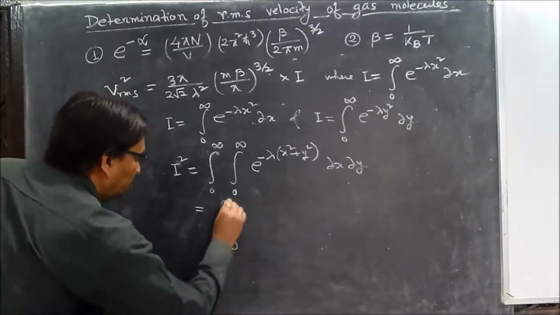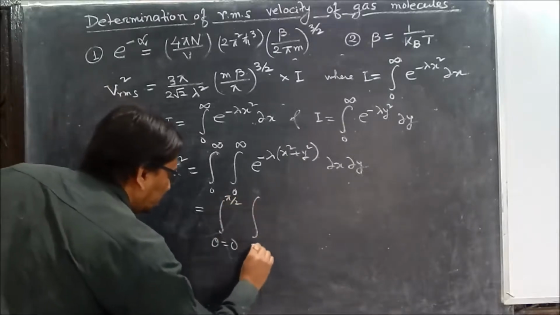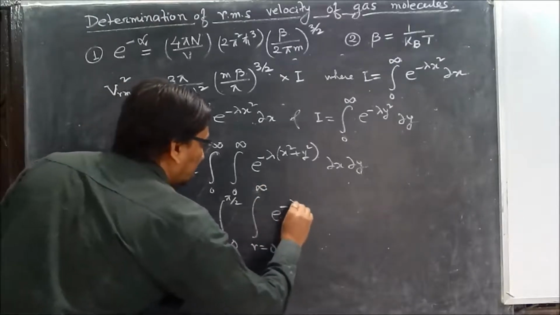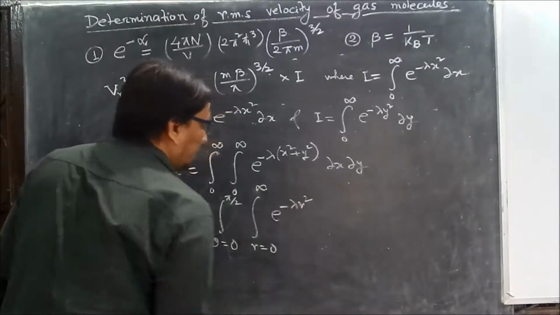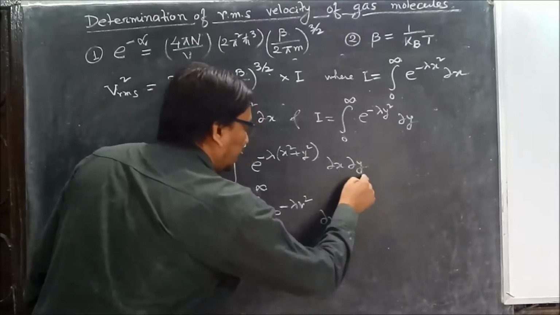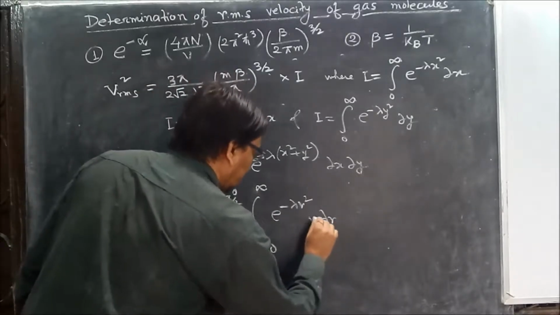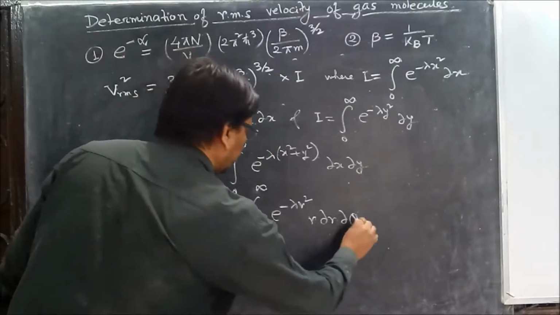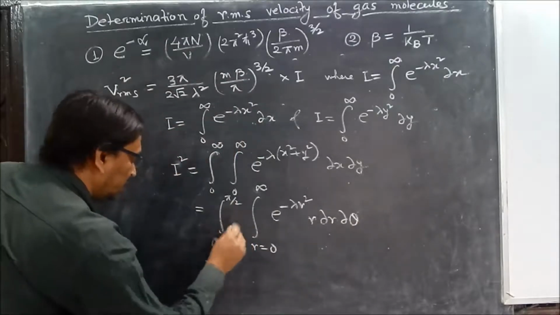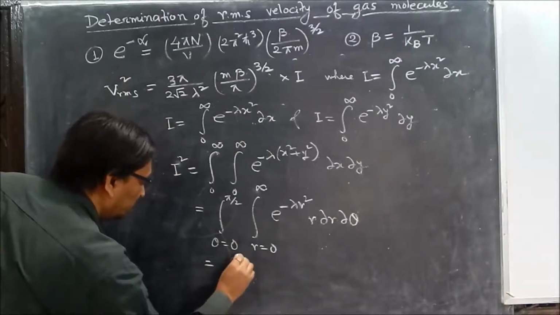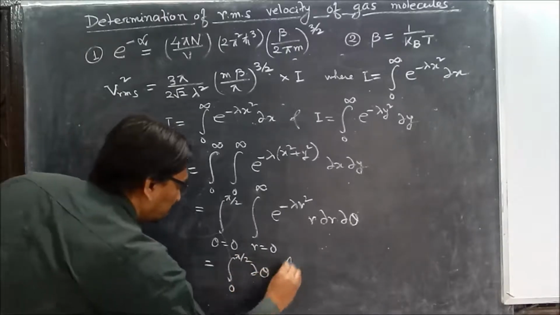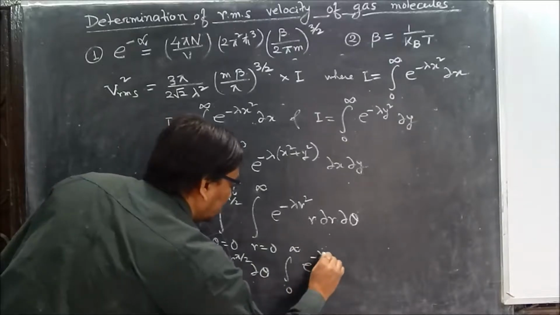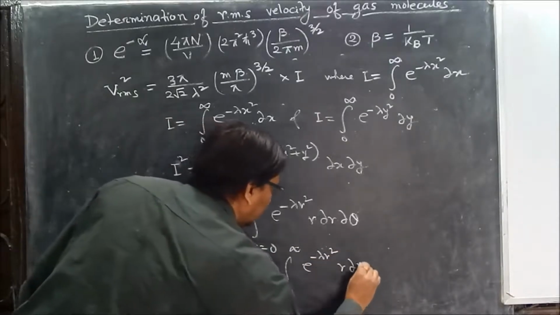So making this change in this integral, we will get I square is equal to the integral of theta from 0 to pi by 2, and r from 0 to infinity of e to the power minus lambda r square, and dx is actually dr, and dy is equal to r d theta. So put r here and d theta here. So first, take this and this. So this will give you the integration of 0 to pi by 2 of d theta, and the integration of r from 0 to infinity of e to the power minus lambda r square and r dr.